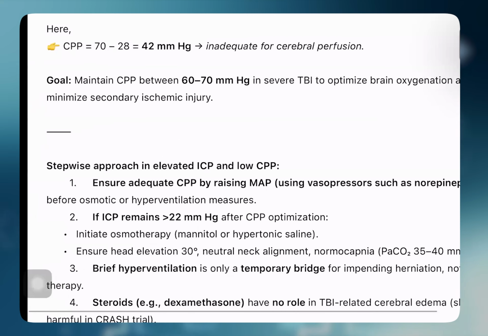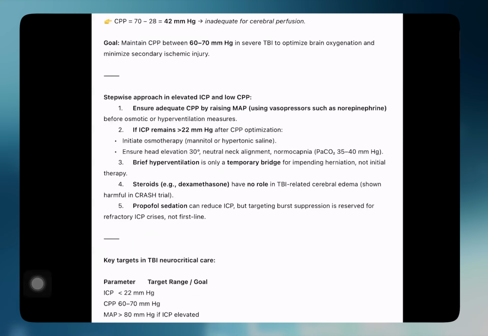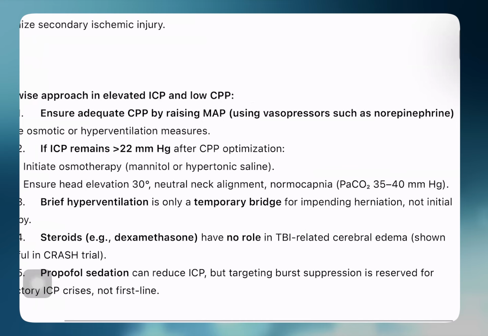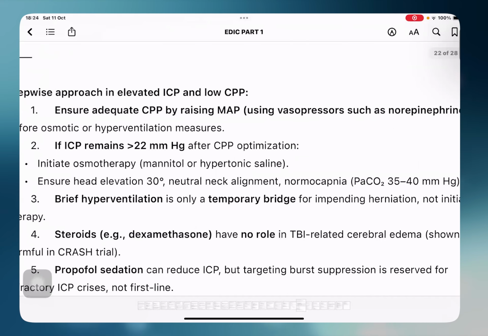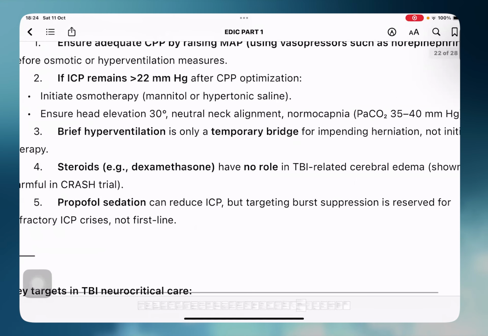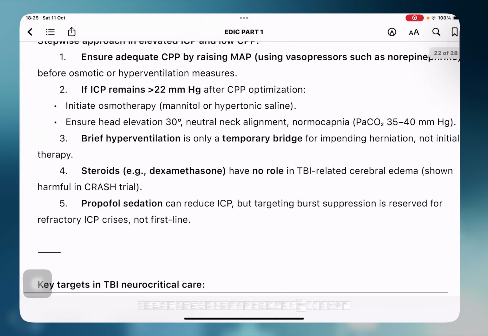So how can we do that? We can do that by raising the mean arterial pressure by using vasopressors such as norepinephrine. If ICP remains high, that is above 22, once you have started norepinephrine, then you start osmotherapy and elevation of head by 30 degrees. Brief hyperventilation can be done, but never below 35. Steroids have no role. Propofol can reduce ICP, but it will also cause hypotension. So primary is to bring the blood pressure up.